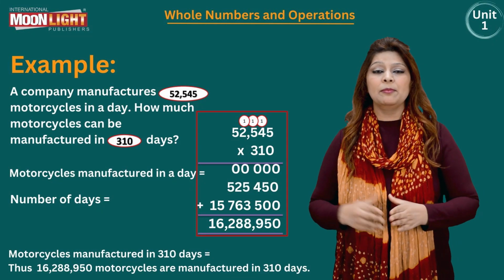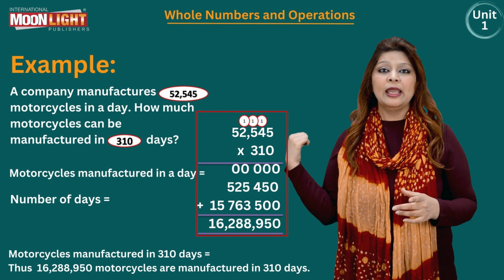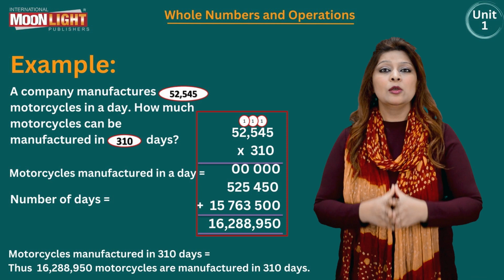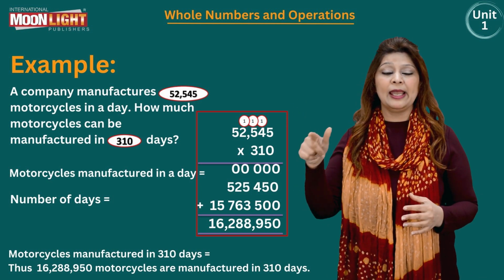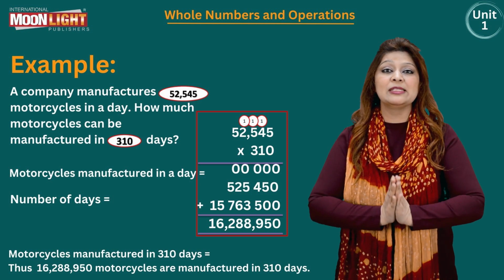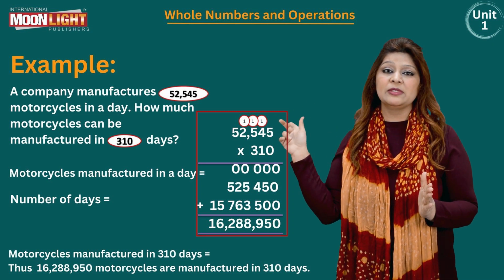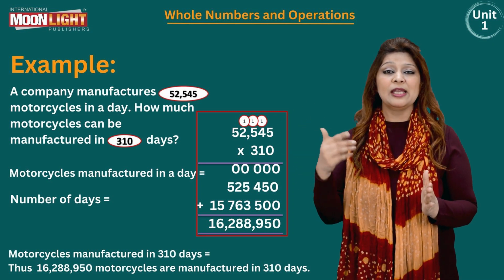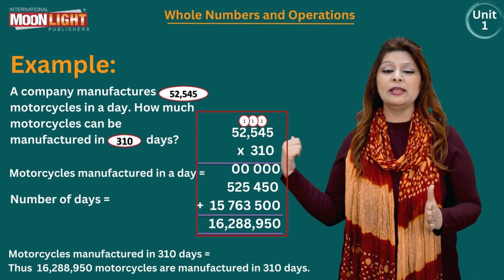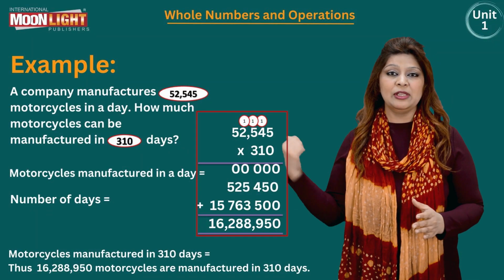Now as the number 1 is at the tens place, I will write 0 over here. Then I am going to multiply the whole number with the number 1. We will get the complete number as the same number, because when any number is multiplied by 1, the number will be the same. So I will write the complete number here: 52,545 with a 0.